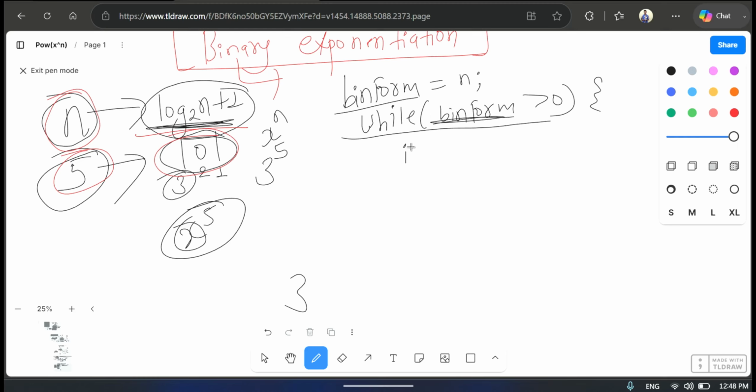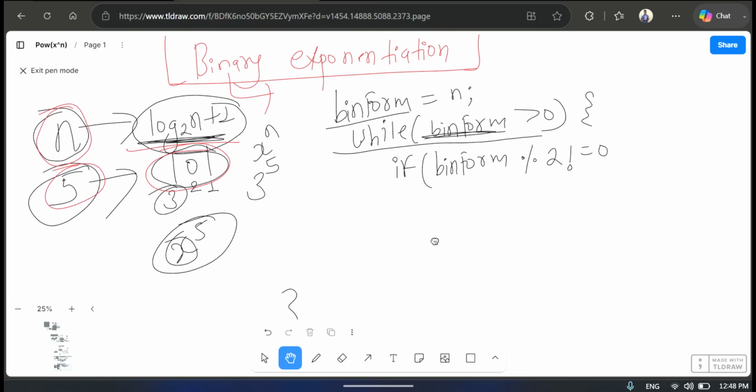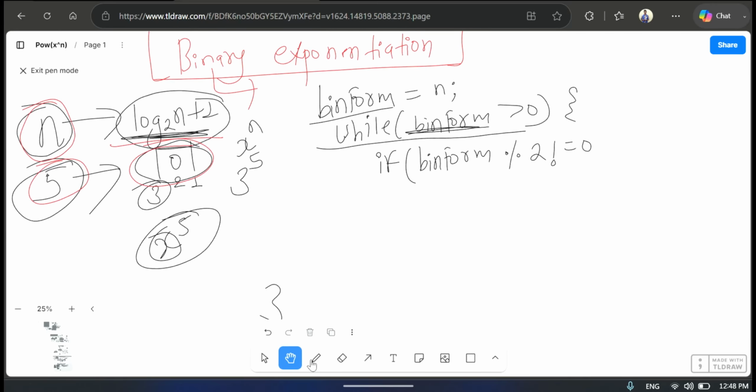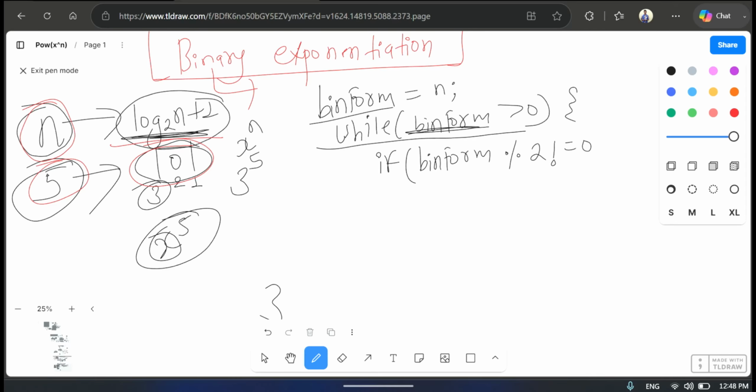Now I'm going to check if the binary form that I have right now is not equal to 0. So initially I said that we will be converting our decimal number into a binary number, right? In that case, I wasn't saying that we will use a completely different formula or function to calculate the binary form.